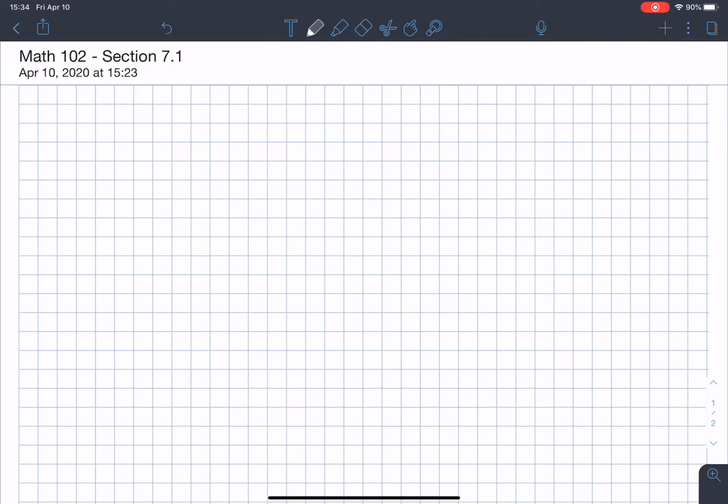Okay, so welcome to section 7.1, which is oblique triangles and the law of sines. So oblique triangles and the law of sines.